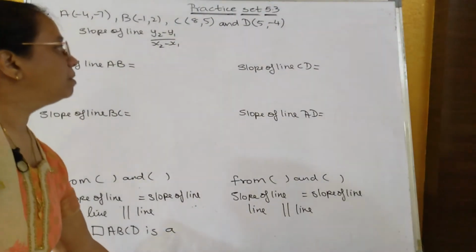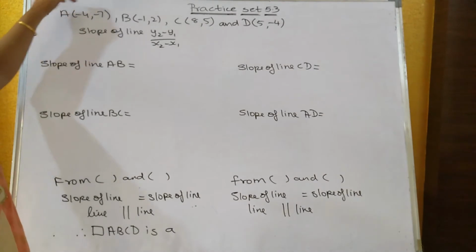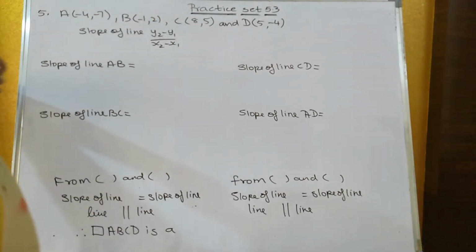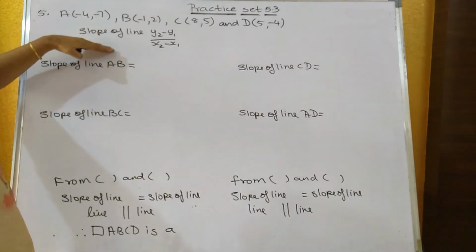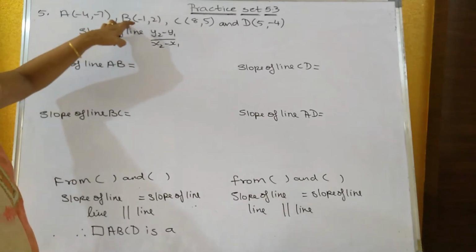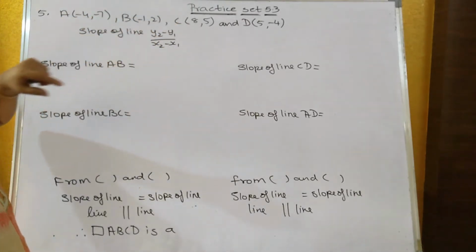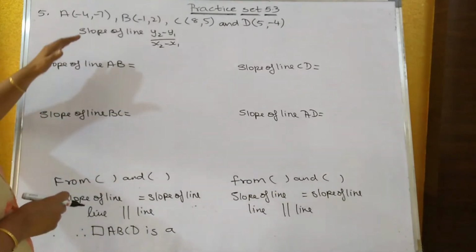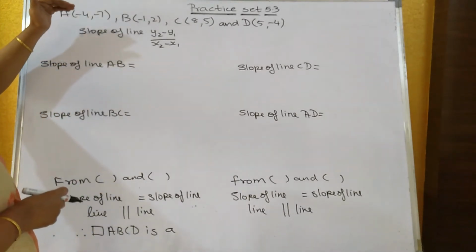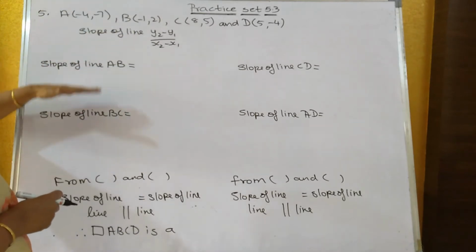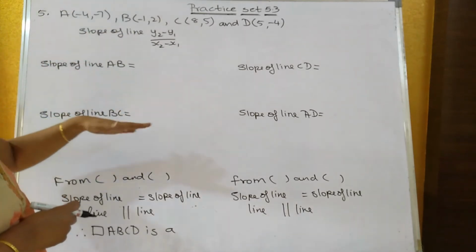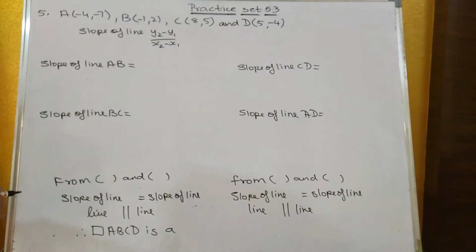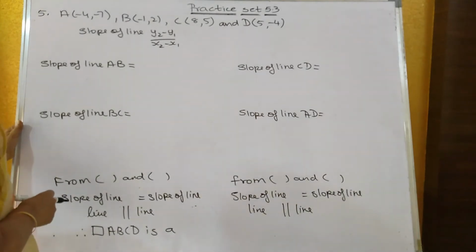Sum number 5. Coordinates of A, B, C, D are given. We have to find out whether ABCD is a parallelogram. We had done the same sum in practice set 5.1. In that we used to find out distance AB, distance BC, distance CD and distance AD, and then find out whether it's a parallelogram or not. We can show the same by finding out the slope also. By finding out the slope we can prove whether ABCD are the vertices of a parallelogram.